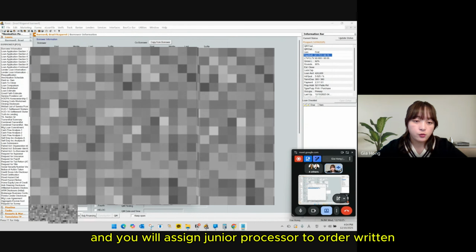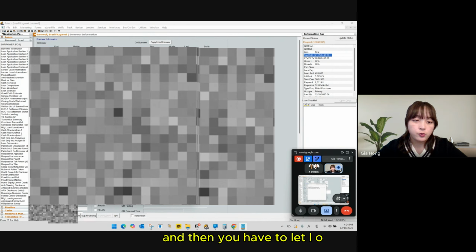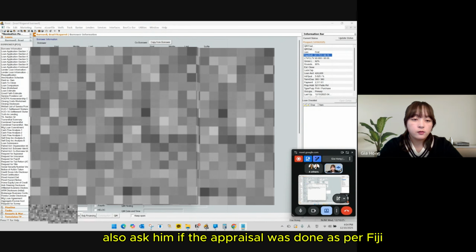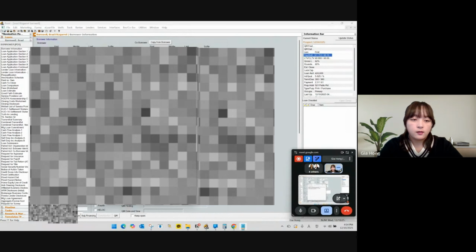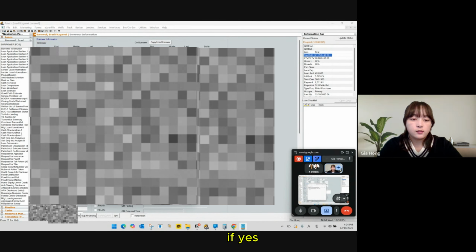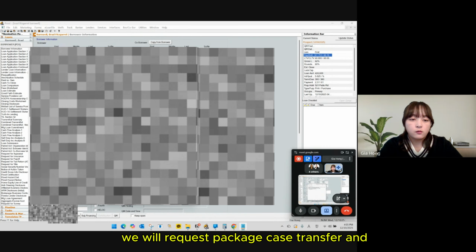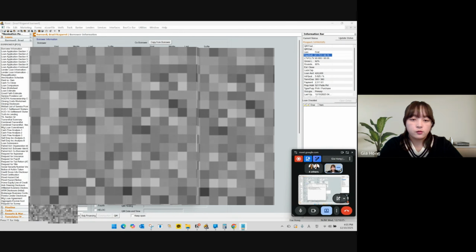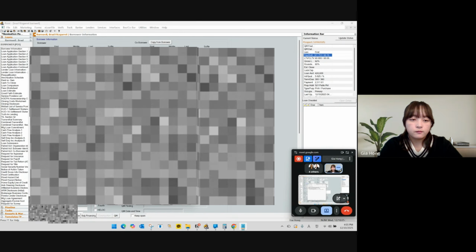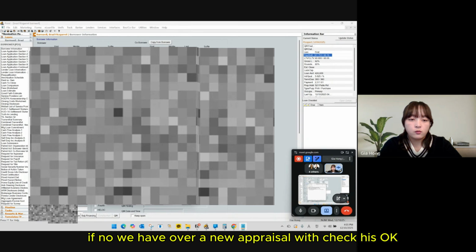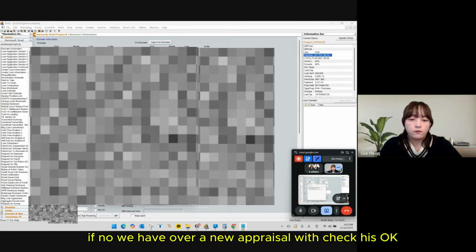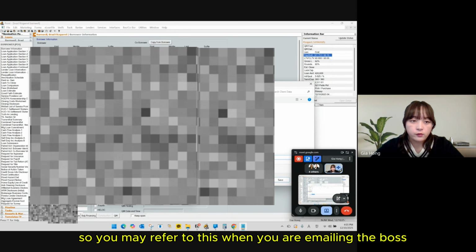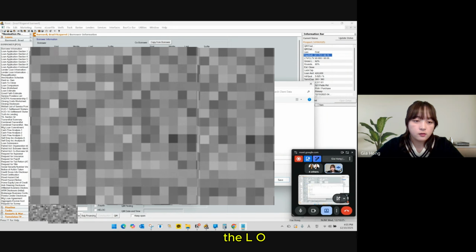And you will assign a junior processor to order the written VOE. And then you have to let the LO know that the borrower must pay off the collection. Also ask him if the appraisal was done as FHA. If yes, we will request FHA case transfer and appraisal transfer. If no, we have to have a new appraisal with an FHA case. Okay. I'm gonna save this note in the folder, so you may refer to this when you are emailing the LO.